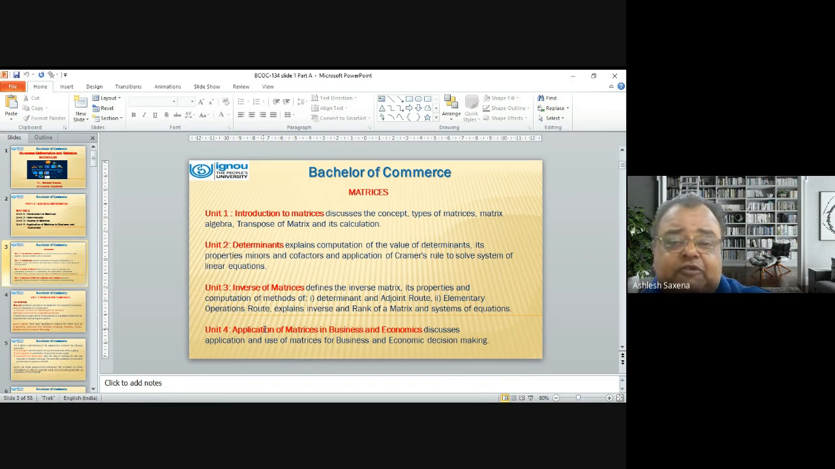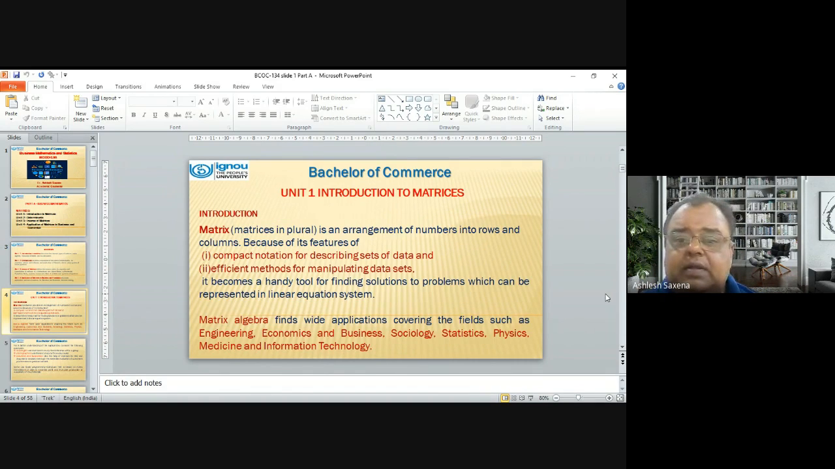Unit 3 is inverse of matrices. That defines the inverse matrix, its properties, computation. We will be talking about determinants and adjoint, elementary operation, inverse and rank of a matrix, and system of equations. And unit 4 is application of matrices in business economics. Unit 4 we will be discussing in our next session. So I will start with unit 1. Unit 1 is introduction to matrices.